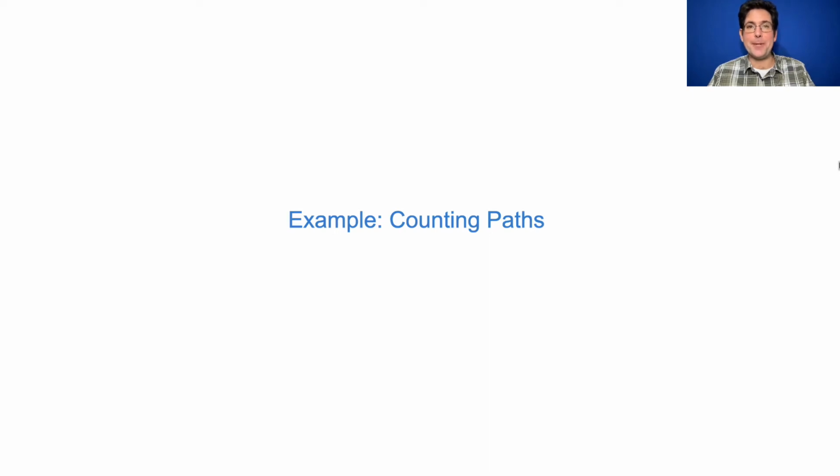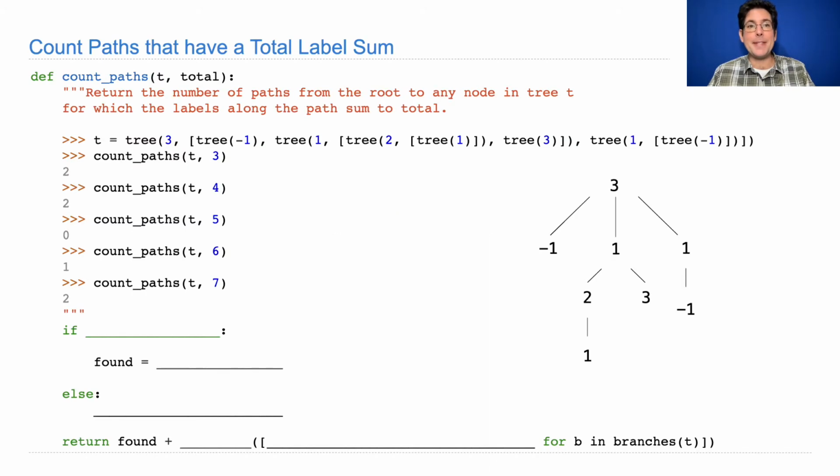Here's an example for you to try. Count the paths from the root of a tree where the total sum of the labels along the path is some total number that you pass in. So the input to this function is a tree t and some total number, and the goal is to return the number of paths from the root to any node in tree t for which the labels along the path sum to total. Any node in tree t means that this doesn't have to go all the way to a leaf. It still counts as a path if it starts from the top and meanders for a while without getting all the way to a leaf of a tree.